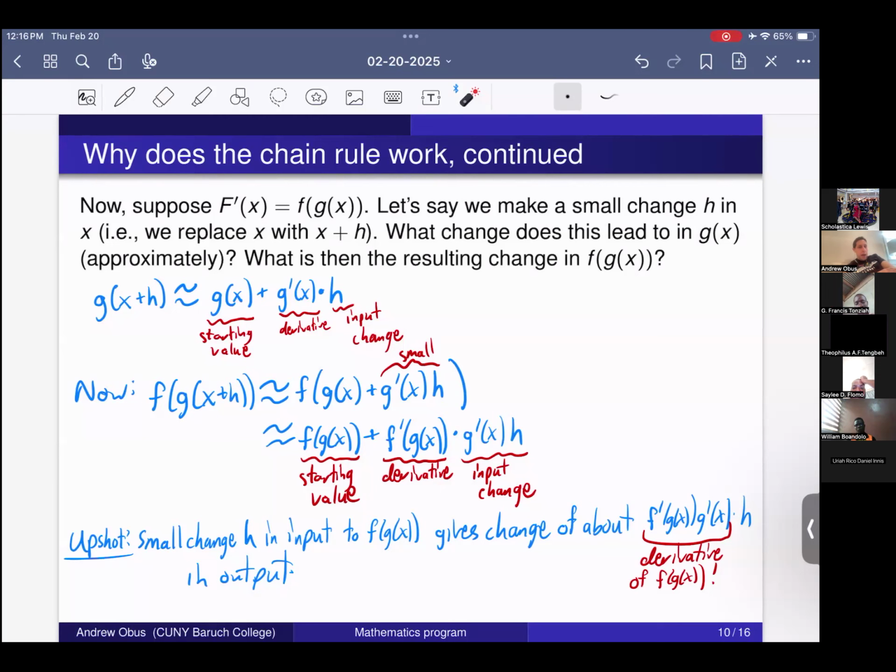Okay, so this is a little intuition for why the chain rule works. But it's not a full proof. If you really want to see a proof, then you've got to go read it in the book.